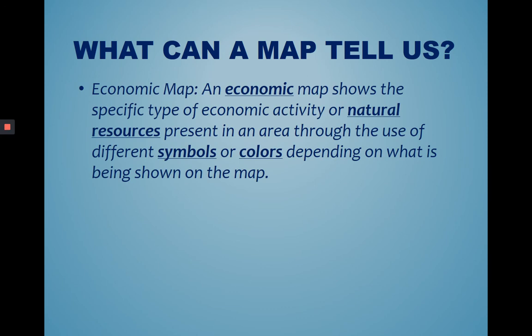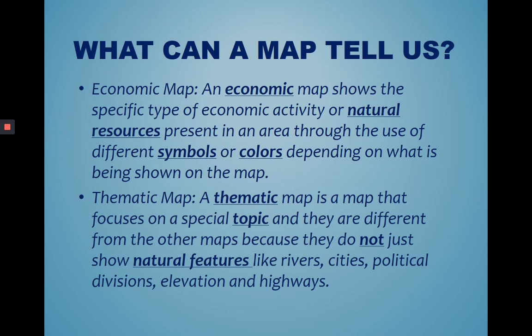An economic map shows the specific type of economic activity or natural resources present in an area through the use of different symbols or colors, depending on what is being shown on the map. Economic maps will focus on the economic activity, meaning what that area does to make money, what goods and services are produced in that area, again, to make money.